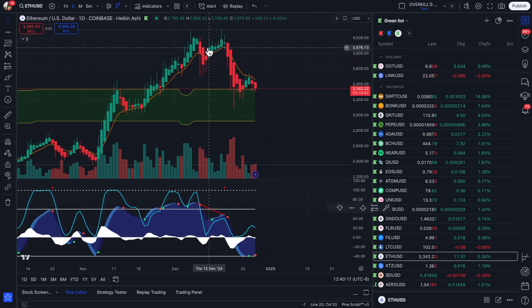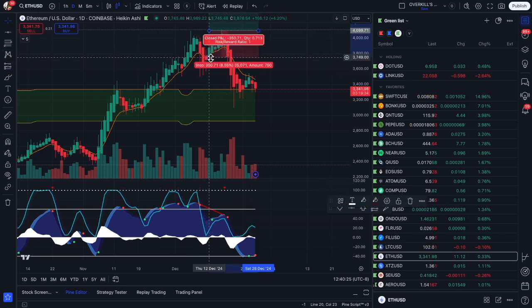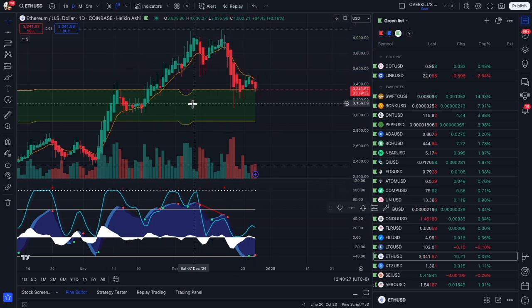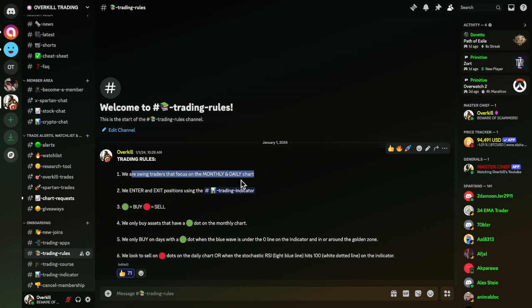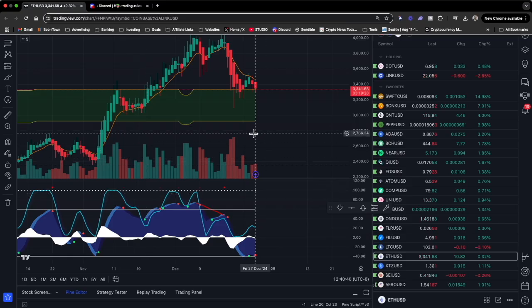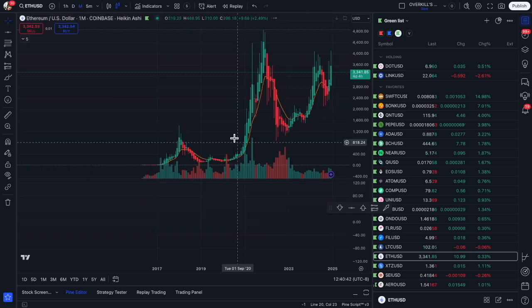So this green dot, that wasn't the best place to enter. Why? Because the wave was up here above zero, and we were how far off of the golden zone? 17%. So again, the strategy from top to bottom, guys, is we are monthly chart focused. As long as the monthly chart has a green dot, we have to be bullish on the asset or the asset class. Every altcoin right now is green on the monthly chart. Every single one of them.